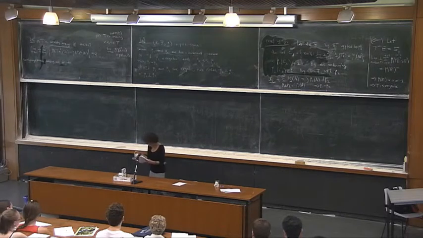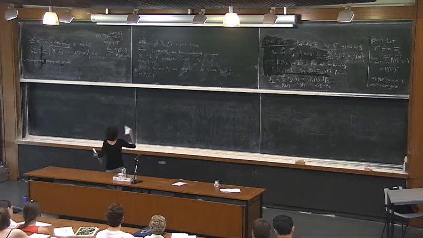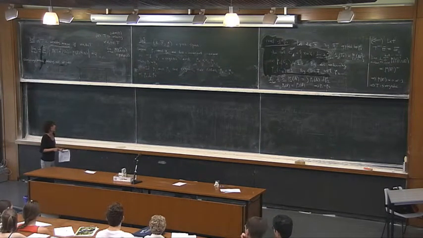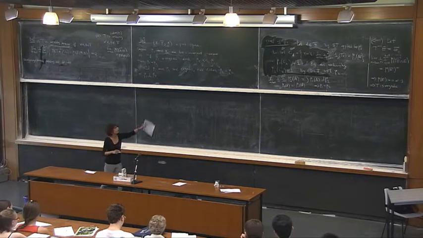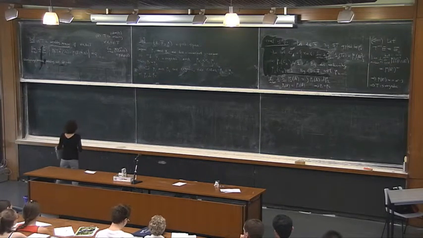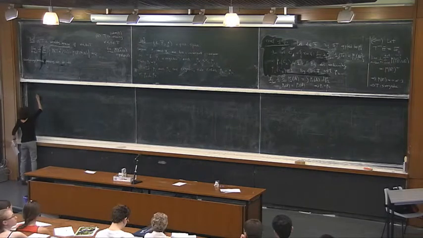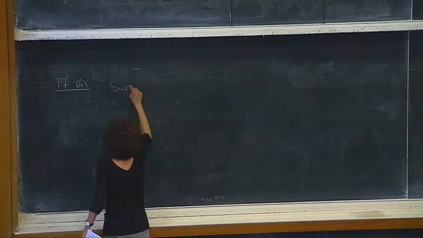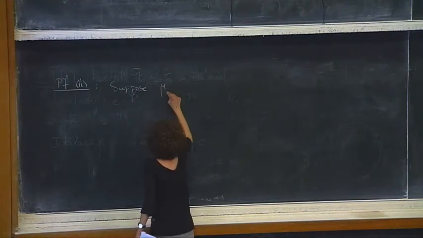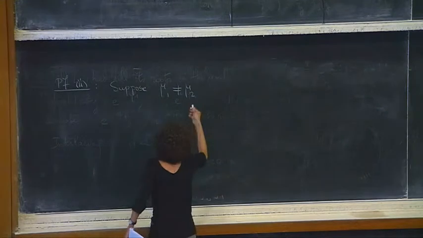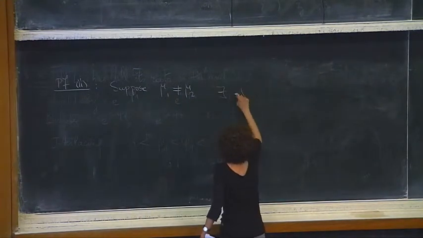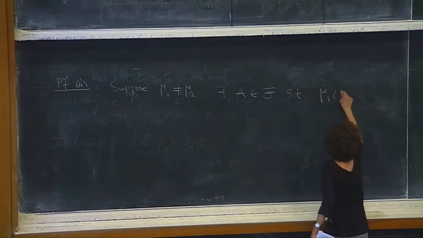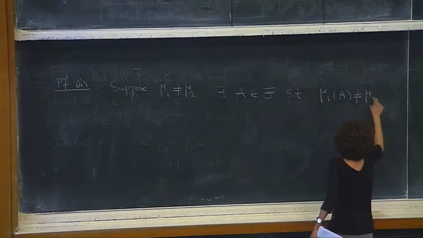Okay, so let's do 2. If you have two ergodic measures, then they are either equal or mutually singular. So let's assume they're not equal, and I'm going to show they're mutually singular. So suppose mu1 is not equal to mu2. This means that I can find a measurable set A such that mu1 of A is not equal to mu2 of A.